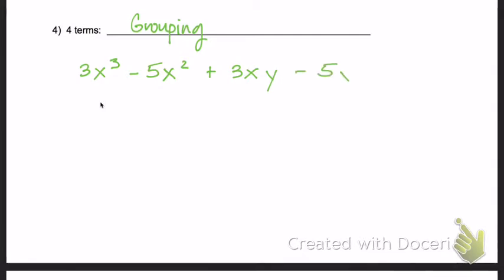Okay, so if we have 4 terms, we are going to factor by grouping. I love grouping. So if you have, let's say, for example, 3x cubed minus 5x squared plus 3xy minus 5y, did you know that this can be factored?